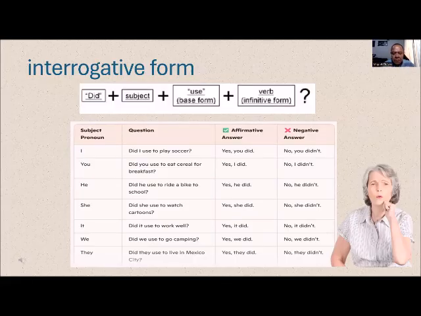Did you used to eat cereal for breakfast? Yes, I did. No, I didn't. Did he used to ride a bike to school? Yes, he did. No, he didn't. Did she used to watch cartoons? Yes, she did. No, she didn't.